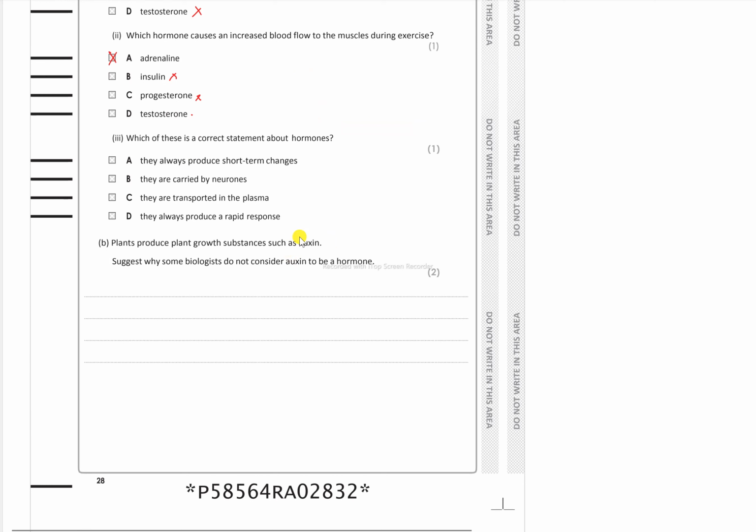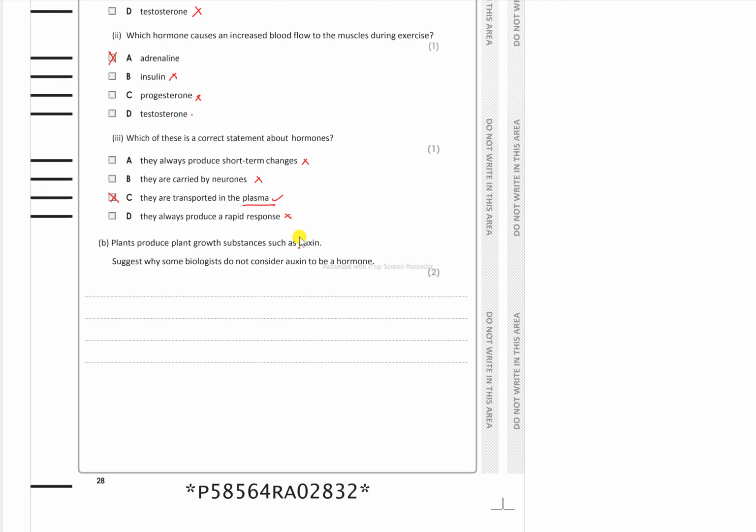Which of these is a correct statement about hormones? They are always, no. They are carried by neurons. Nope, that's in the blood. They are transported. Okay, they always produce, no. They're definitely not slow. They're carried in the blood, and plasma is part of the blood.